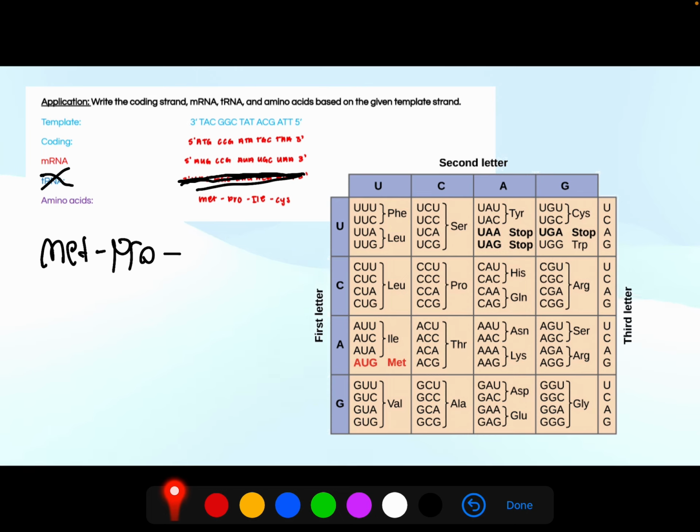AUA for our third one. ILE corresponds with ILE. Finally, our fourth one is UGC, CYS, and that corresponds to what they have, CYS. And then finally, we have UAA as the last one. UAA is our stop codon, and this right here is our completed amino acid sequence, and we did that just from a template strand of DNA that was given.